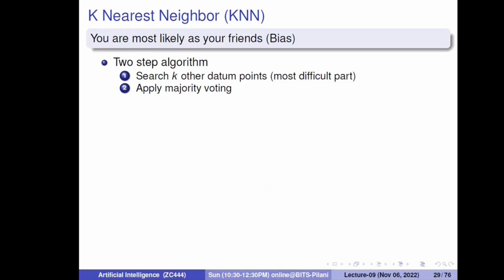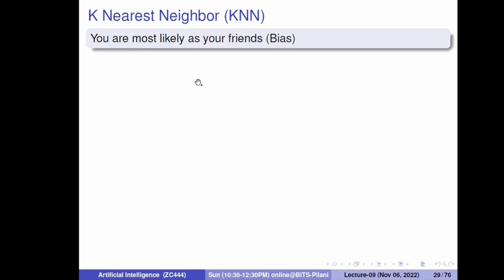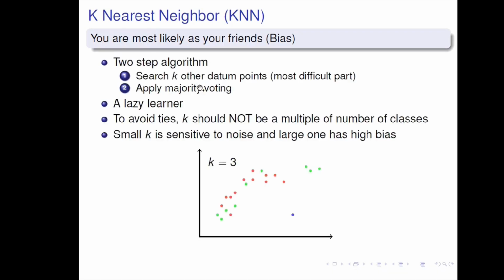In the same way you can find out the classification for any other item. It is a two-step algorithm, where you first have to find out the k nearest items, and then you apply majority voting on that. And finding out the k nearest points is actually not that easy. It is the most difficult part.